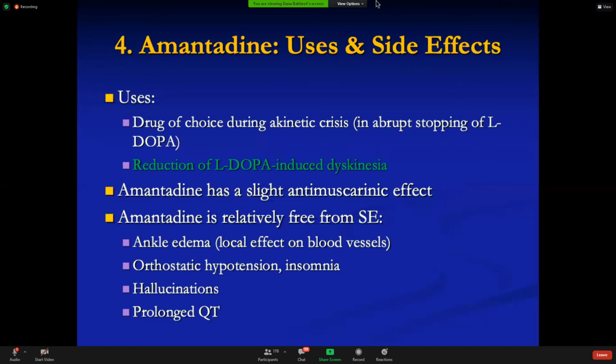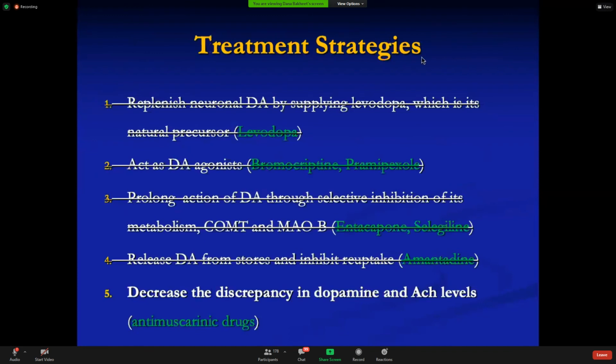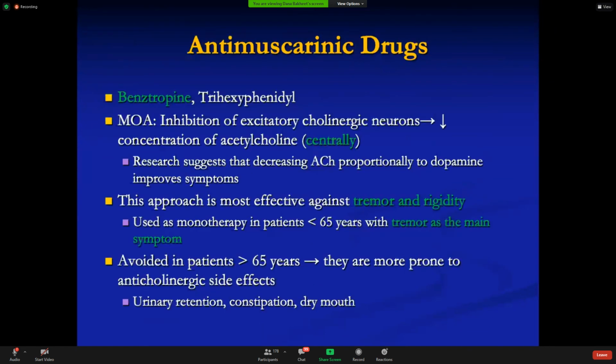Are you okay? I'm about to finish the lecture. Now the last one, which decreases the discrepancy between dopamine and acetylcholine. They believe that if you give an antimuscarinic drug like benztropine, its mechanism of action is to inhibit the excitatory cholinergic neuron, decreasing the concentration of acetylcholine centrally. This is theoretical, and researchers suggest that decreasing acetylcholine proportionally to dopamine improves the symptoms.